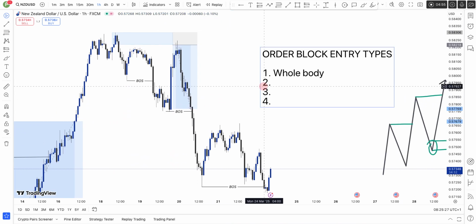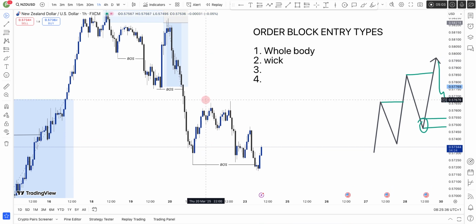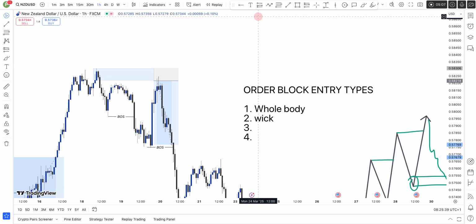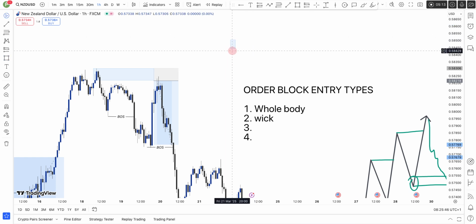Also, the second type we have is using the wick. Using the wick of the candle, right? Using just the wick of the candle. Now, guys, when you have a situation like this, let's say this is our order block, for example. And then we have something like this. We have the wick this way.